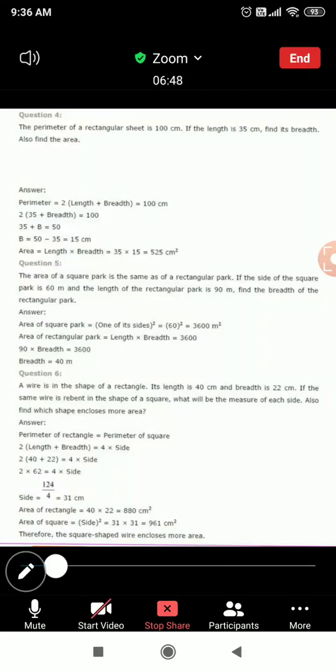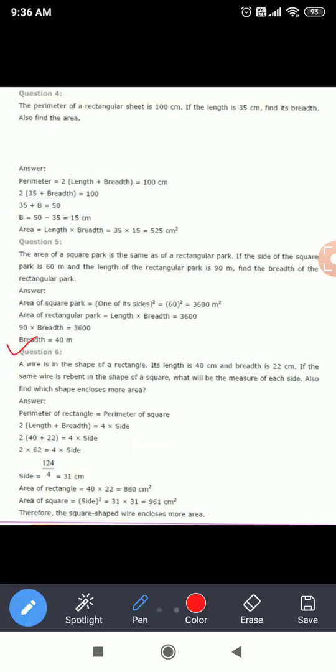Good morning, class. Let us start question number 6. A wire is in the shape of a rectangle. It is in the shape of the rectangle and its length is 40 centimeters. Its breadth is 22 centimeters.